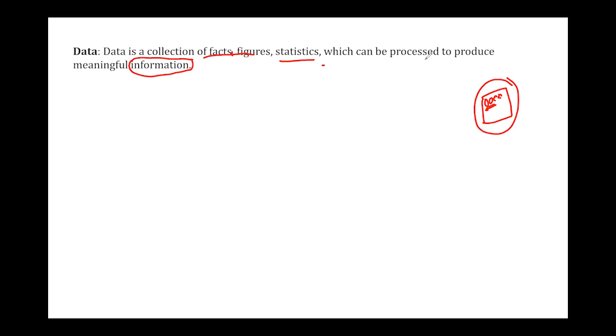But when you process it, as in you arrange it in a meaningful way, it becomes information. So what is the definition of information? That means information is processed data. The data can be anything. It can be a collection of any different kinds of facts. It will not have any meaning, but once it's processed, it becomes information and then it becomes meaningful. Okay, so that is about data.